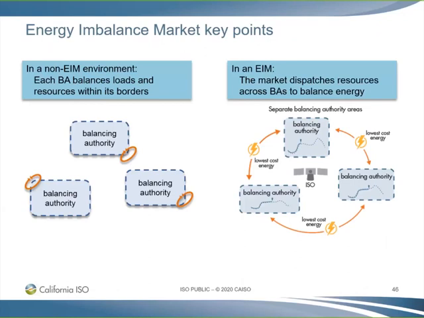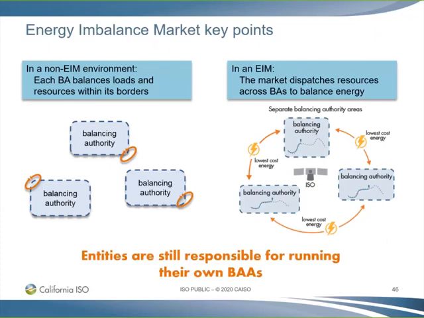EIM entities benefit from better cost-effective dispatch of internal resources to each EIM area. So you'll see economic transfers that happen between areas. The area sending power sells supply in excess, and the area receiving power does not have to dispatch expensive internal resources. So every time we add an EIM entity, the benefits are realized for that entity, but there are also compounded effects to other EIM entities. If you take a look at the benefits reports located on westerneim.com, you'll see from the trends that the benefits grow in a nonlinear fashion. Now, participating in the energy imbalance market means you're participating in the real-time energy market, but you're still responsible for running your own BAA.